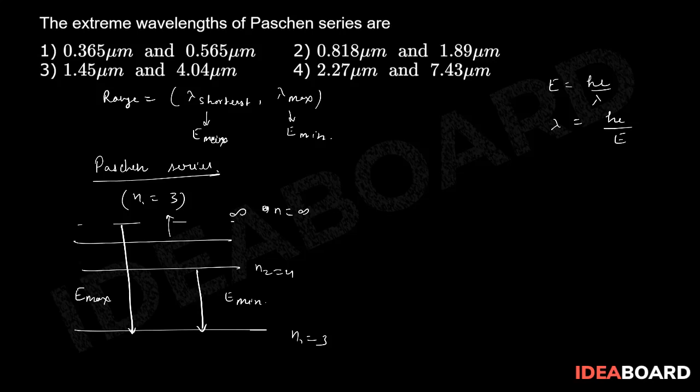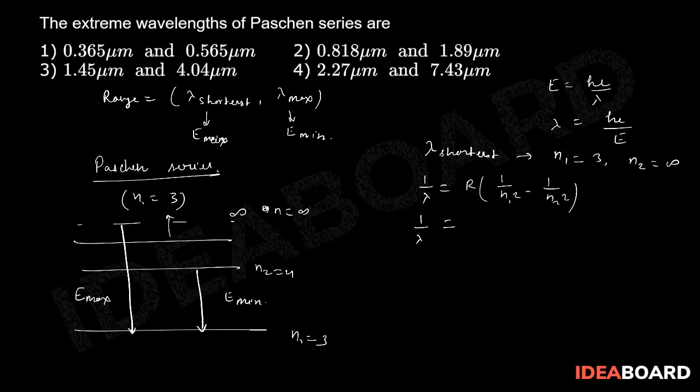So that means in order to calculate lambda shortest, we need to use n1 is equal to 3 and n2 is equal to infinity, right? Then only the energy will be maximum. So we can write 1 upon lambda is equal to R times 1 upon n1 square minus 1 upon n2 square. This is our formula, where R is the Rydberg constant.